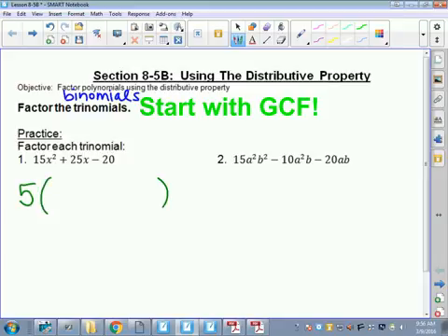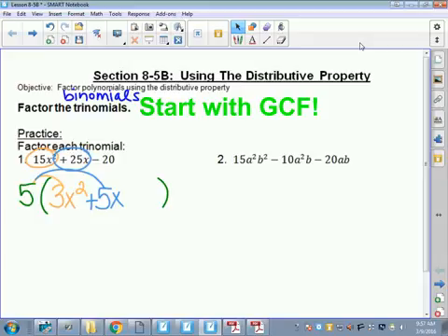Please notice, since I'm starting with a trinomial, I should have the GCF and then a trinomial inside my parentheses for my leftovers. Think distributive property or division. 5 times what will give me this 15x to the second? I was thinking 3x squared. 5x times what will give me this plus 25x for my second term? It will be a positive, right? We talk about how everything needs a sign. 5x. And 5 times what will give me that last term of negative 20? It's going to be a 4, and that 4 is going to be negative. So my factored form for this trinomial is 5 multiplied by the sum of 3x squared plus 5x minus 4.